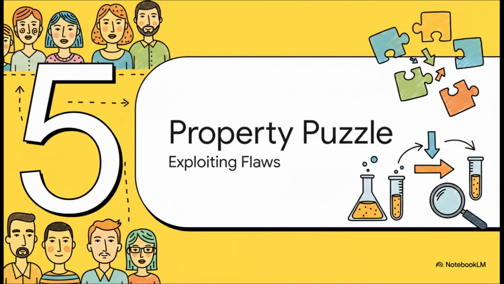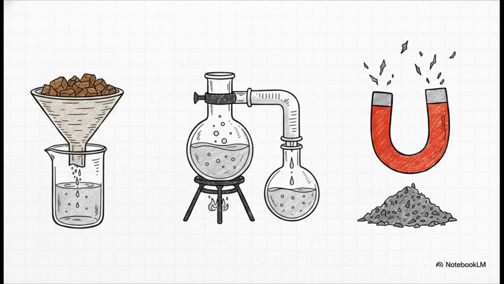Section 5. Solving the property puzzle. Exploiting physical flaws to unmix matter. Because these roommates keep their individual traits, we can actually pull them apart just by exploiting their physical quirks or their flaws. Got a solubility difference? Boom, use filtration. Boiling point differences? Distillation is your friend. If those boiling points are incredibly close together, you step it up to fractional distillation. And hey, if one component happens to be magnetic, just grab a magnet and pull it right out. Absolutely no high-energy chemical decomposition required.